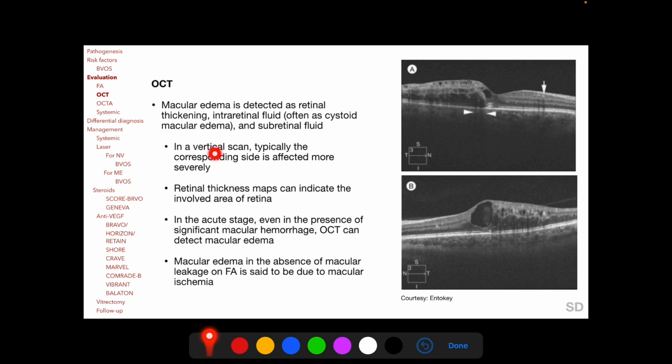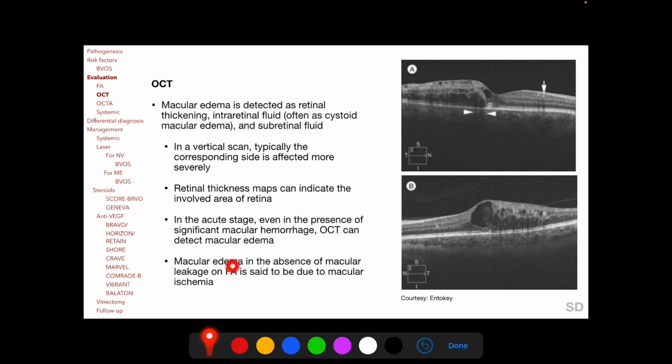And in a vertical OCT scan in an eye with BRVO, typically the corresponding side of the foveal center, either superior or inferior, is affected more severely. Retinal thickness maps can indicate the involved area of the retina, and one advantage of OCT over fluorescein angiography is that in the acute stage of retinal venous occlusion, OCT can detect macular edema even in the presence of significant macular hemorrhage, thus documenting the presence of macular edema early and enabling early initiation of anti-VEGF or steroid therapy, which has been found to be beneficial in the management of BRVO.